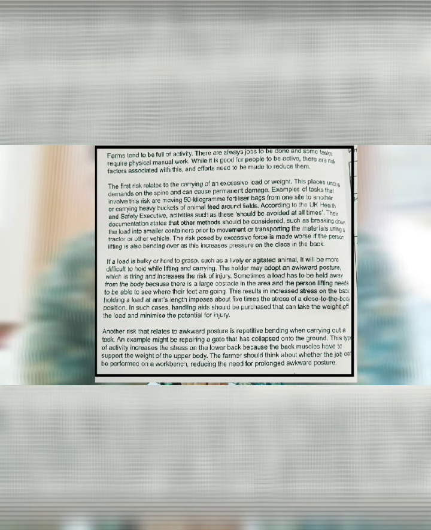The first risk relates to the carrying of an excessive load or weight. This places undue demands on the spine and can cause permanent damage. Examples of tasks that involve this risk are moving 50 kg fertilizer bags from one side to another, or carrying heavy buckets of animal feed around fields. According to the UK Health and Safety Executive, activities such as these should be avoided at all times. Their documentation states that other methods should be considered, such as breaking down the load into smaller containers prior to movement, or transporting the materials using a tractor or other vehicle.